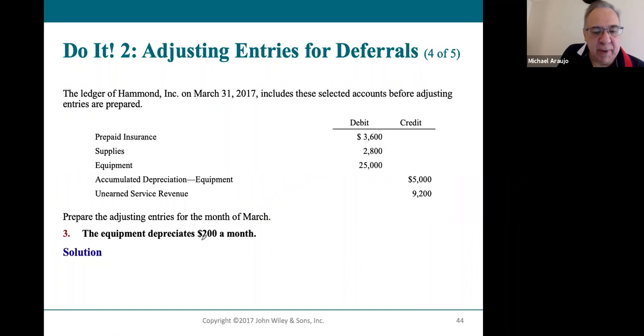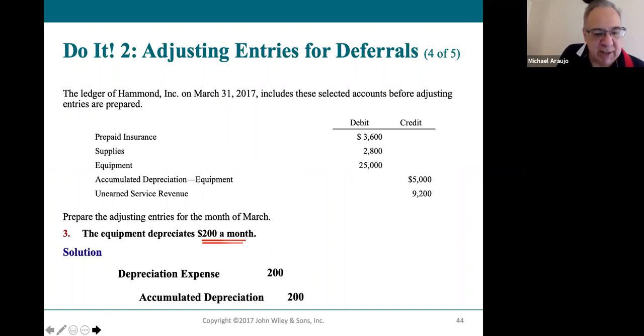In this case, our equipment, they give you the depreciation. Normally you have to calculate it. It's $200 for the month of March. And so we're going to show a depreciation expense for $200. And the accumulated depreciation, again, you would see this for equipment, gets the offsetting credit. This is the adjusting entry every time there's depreciation.